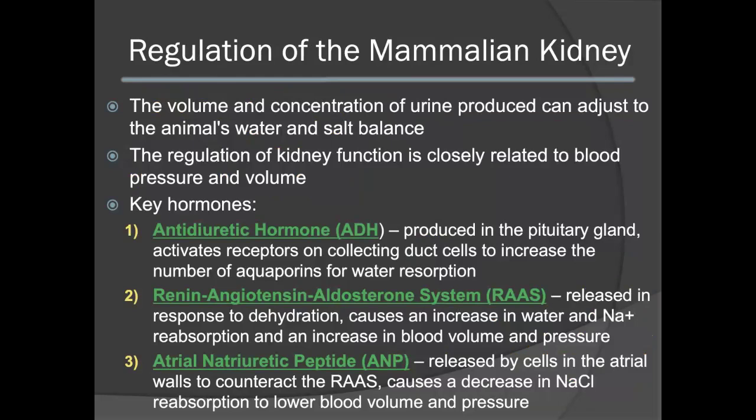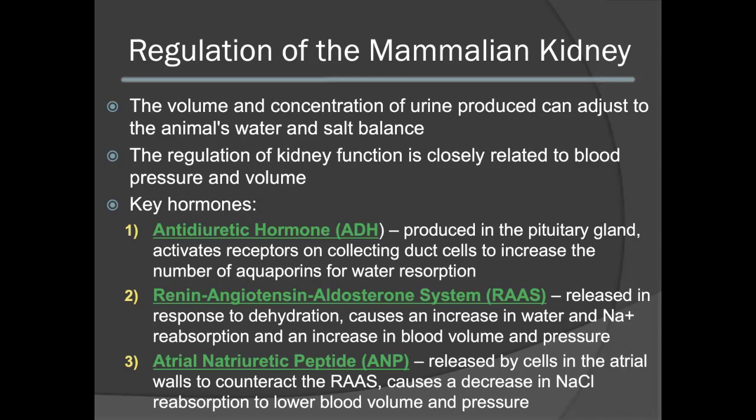We're now going to take a look at how the mammalian kidney is regulated. The volume and concentration of the urine produced can adjust to what the animal needs with respect to the animal's water and salt balance. As a result, the regulation of the kidney is closely related to both blood pressure as well as blood volume. There are three main pathways that are involved in regulating the mammalian kidney.